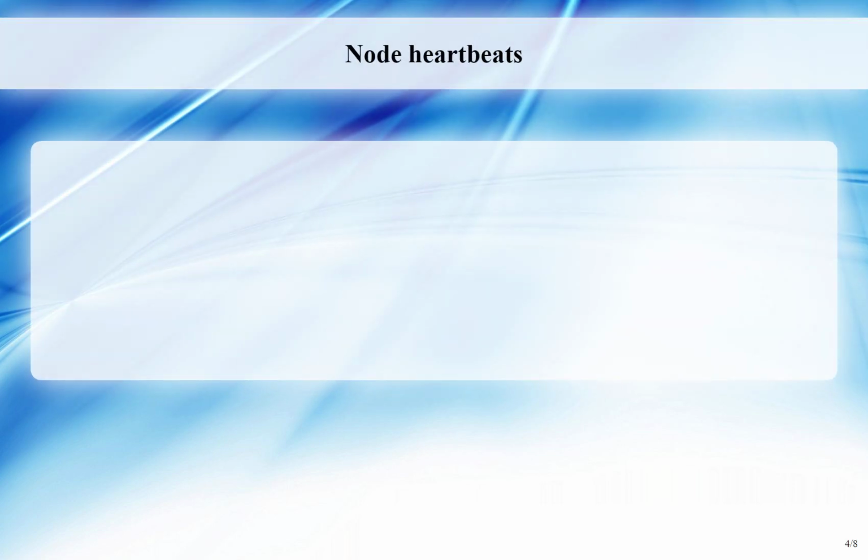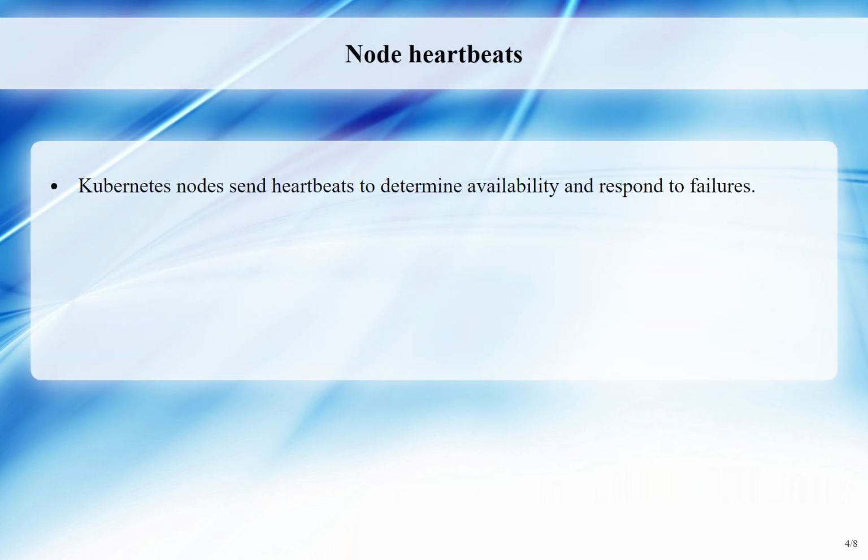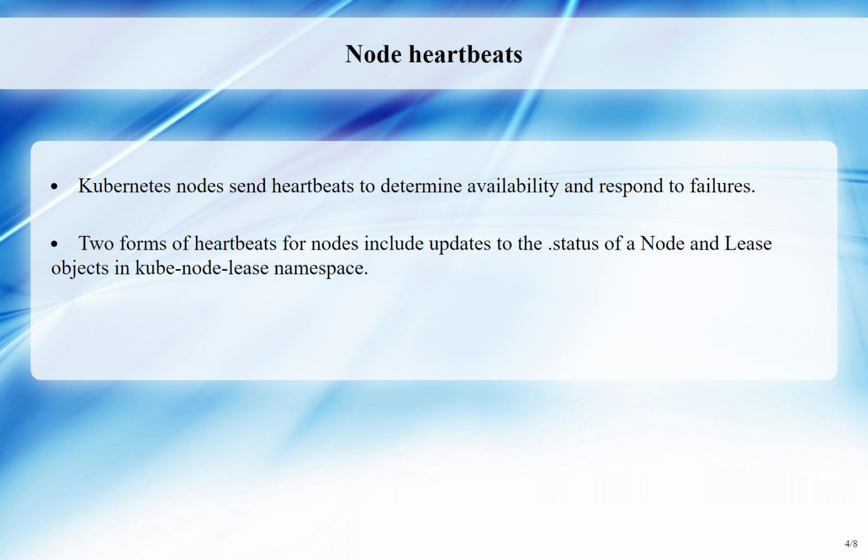Node heartbeats. Heartbeats sent by Kubernetes nodes are crucial for determining node availability and responding to failures. There are two forms of heartbeats for nodes: updates to the .status of a node and lease objects within the kube-node-lease namespace. Each node has an associated lease object to help manage cluster health and availability.